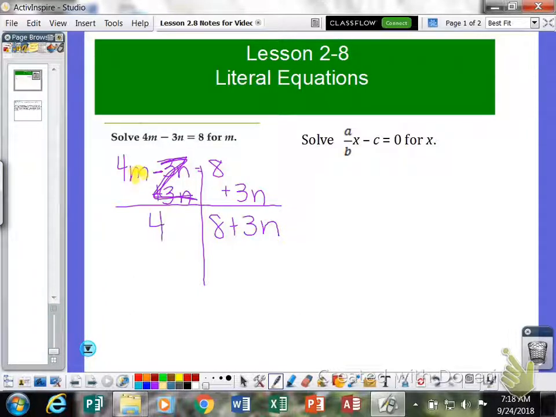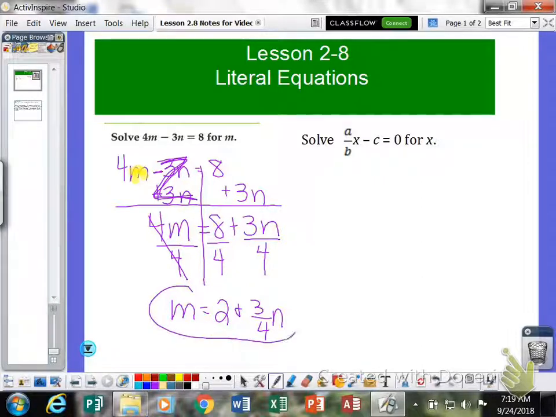And then what's left on the left side is 4m. So now 4m is equal to 8 plus 3n. Now I want to divide by 4, but I want to divide everything on this side by 4. So 4 over 4 is 1, leaving me with m equals, simplify, 8 over 4 is 2, plus 3/4 n, or 3n over 4. You could have left it, that's fine, but I wanted to simplify that. So this is what m is equal to.